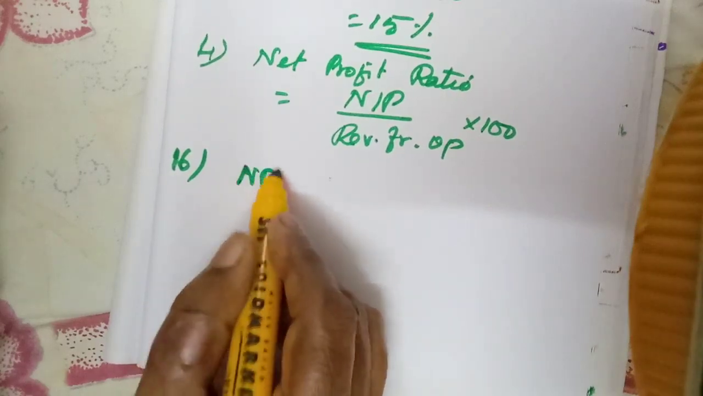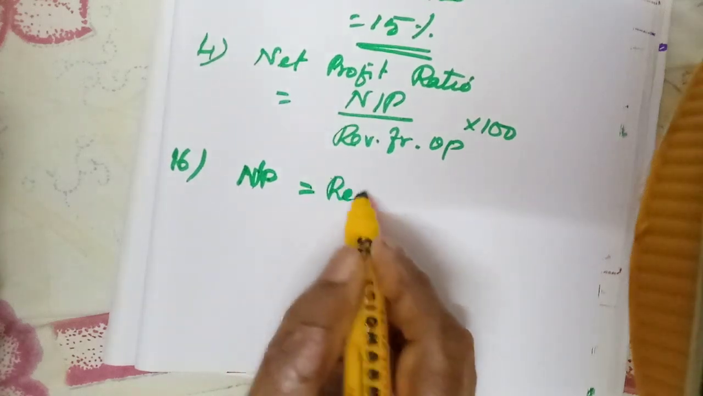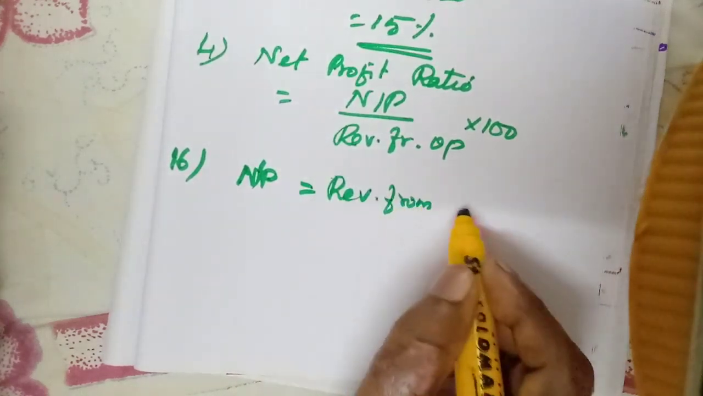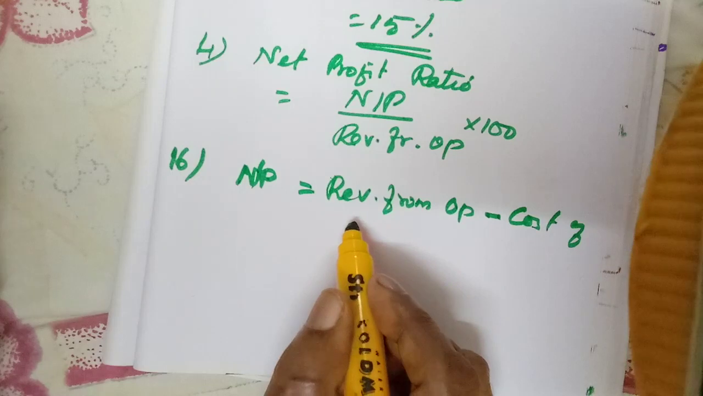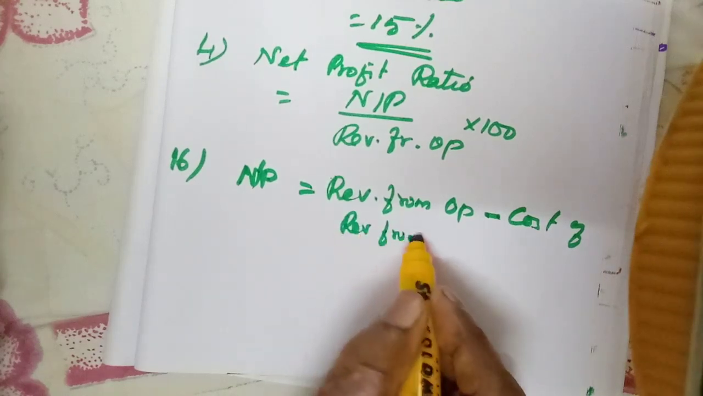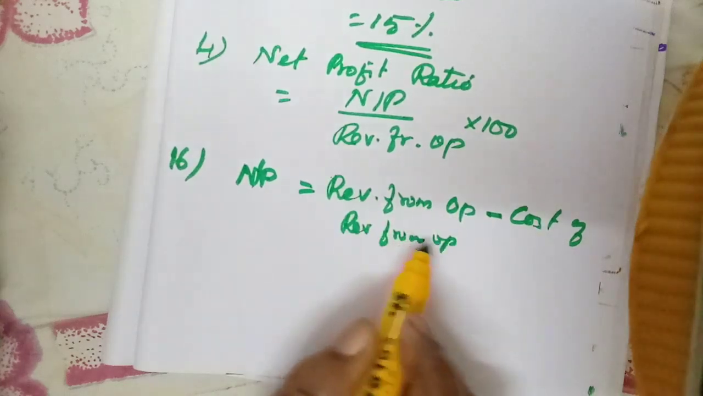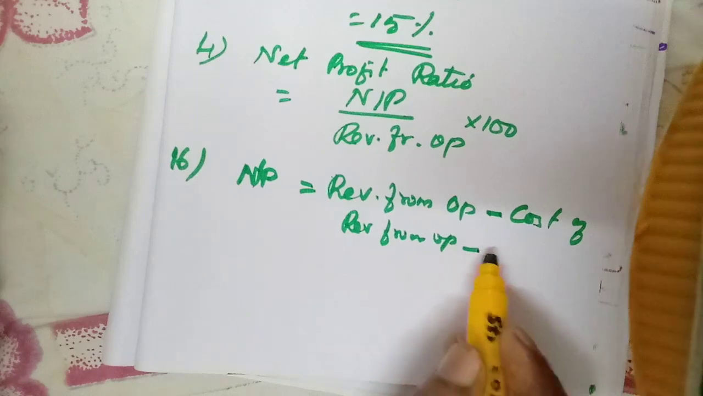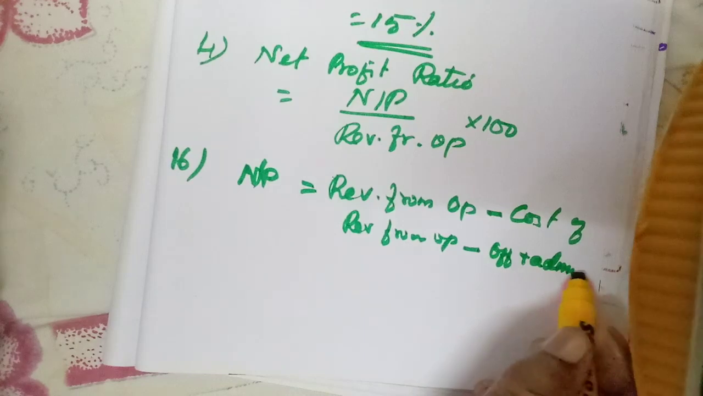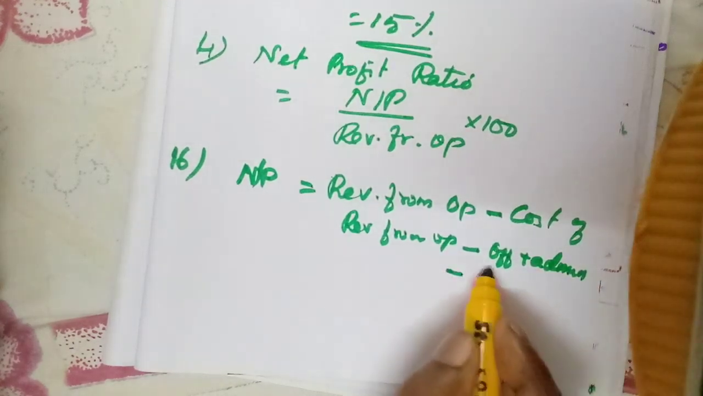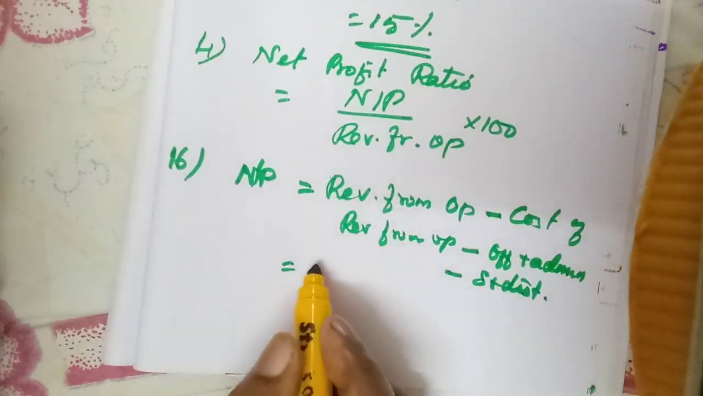Net profit is equal to revenue from operation, we have to deduct all the expenses, minus cost of revenue from operation. When we deduct the cost of revenue from operation from revenue from operation, we will get gross profit, isn't it? Then from gross profit, if we deduct the office and administration expenses and selling and distribution expenses, we will get net profit. So what is revenue from operation?